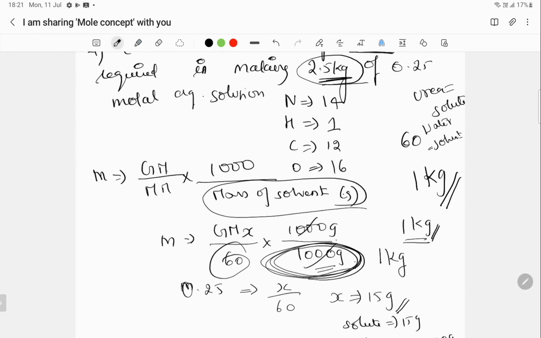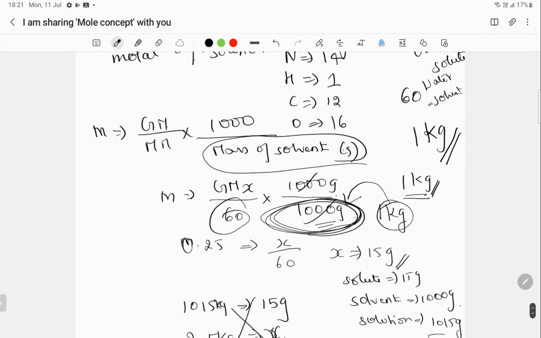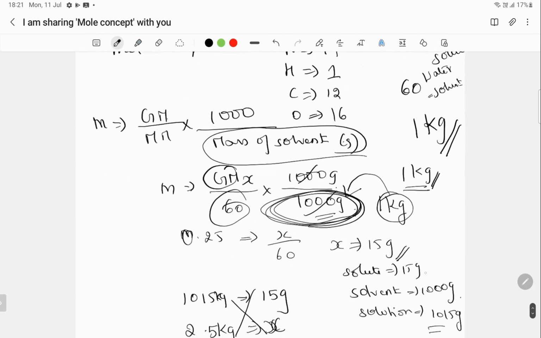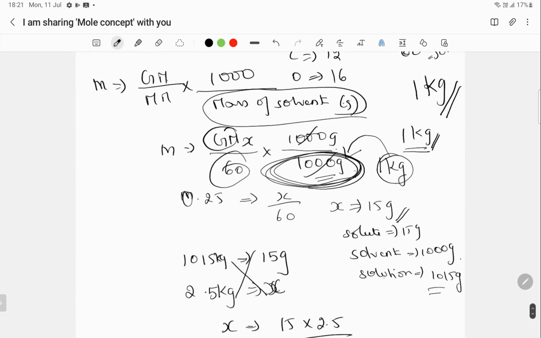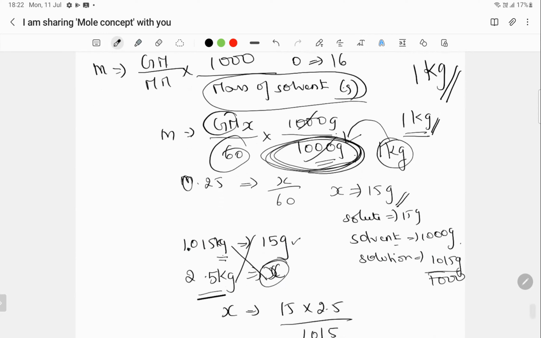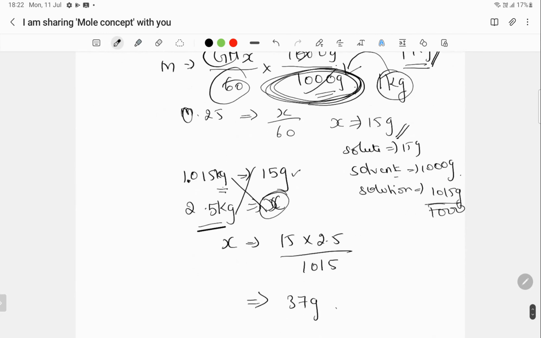In this kind of question, if the given information is not known, you have to keep it as 1 kg. So 1 kg, converted into grams, becomes 1000 grams. Again from this we have calculated our given mass. Given mass is 15, so solute is 15 grams, solvent is 1000 grams, and solution is solute plus solvent, 1015 grams. Converting this to kilograms by dividing by 1000, we get 1.015 kilograms. So if 1.015 kilograms has 15 grams of solute, how much in 2.5 kilograms, that is x. We calculate it this way. Finally 37 grams is your answer. Any doubt?